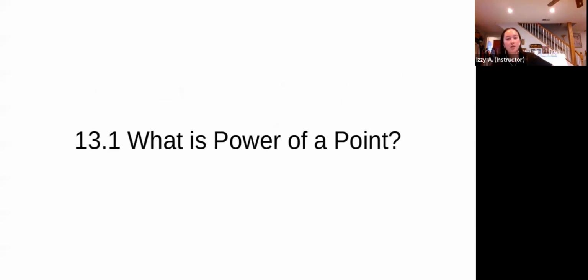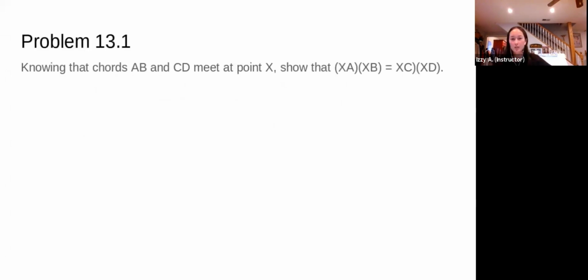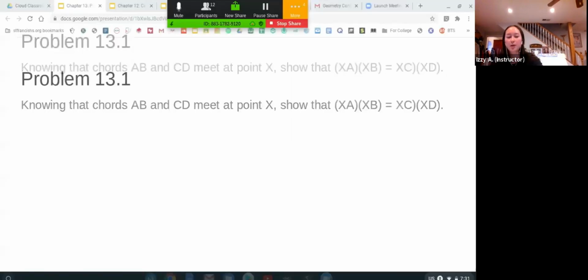Okay, so first section, what is power of a point? We're going to start this chapter out with a problem. Knowing that chords AB and CD meet at point X, show that XA times XB is equal to XC times XD. So this problem, you're supposed to do it without a reference image, but I'll just give you one.